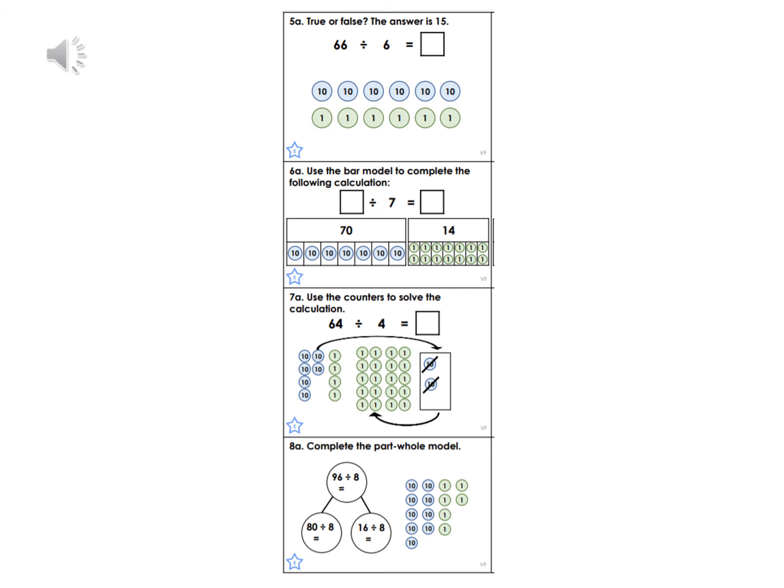Here are your maths questions for today. You may like to use the website that I've just used to help you with your calculations.